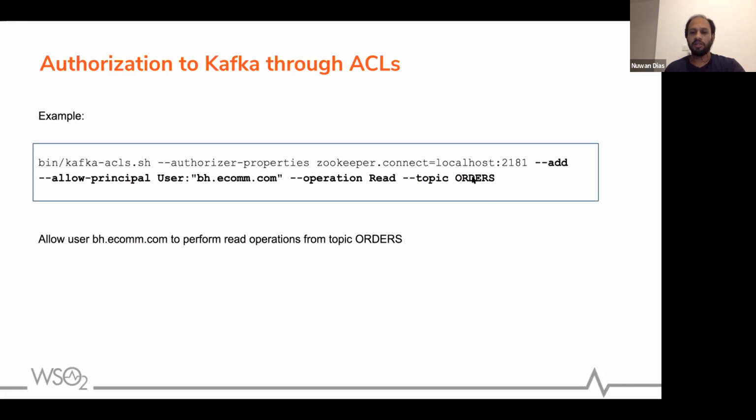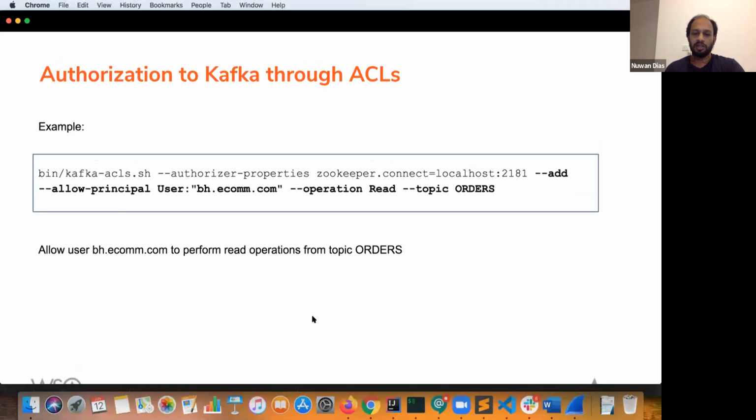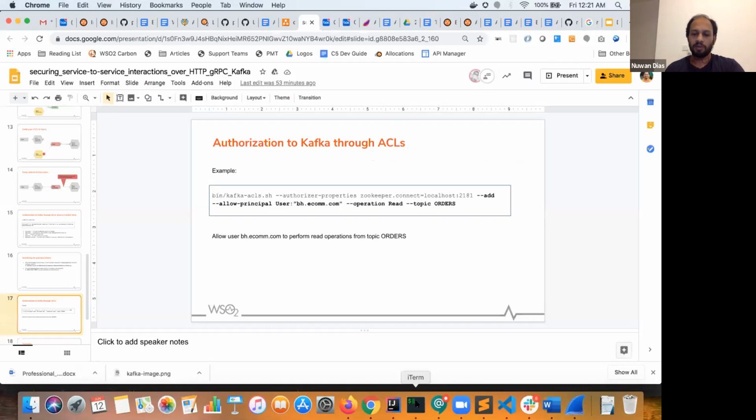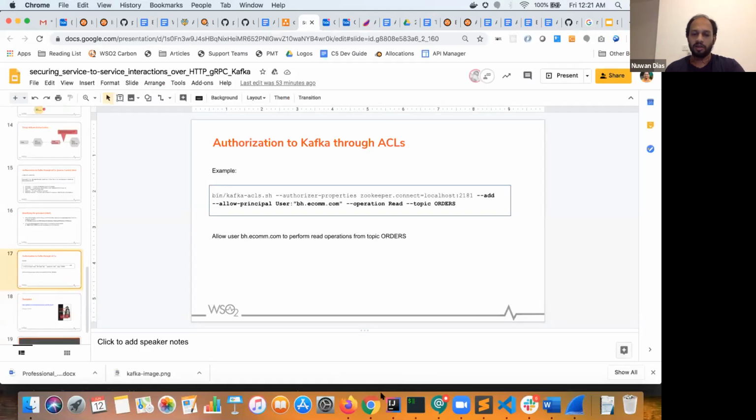So when we add this access control list, or ACL, to Kafka, only users with this CN will be permitted to read from the orders topic. That's basically how you apply an access control list through Kafka and enforce authorization.